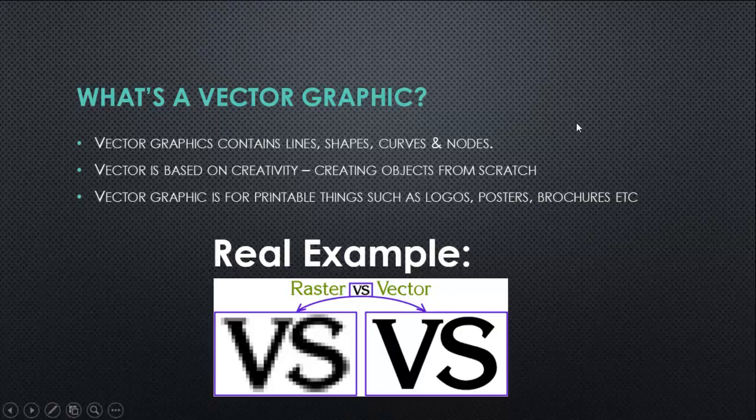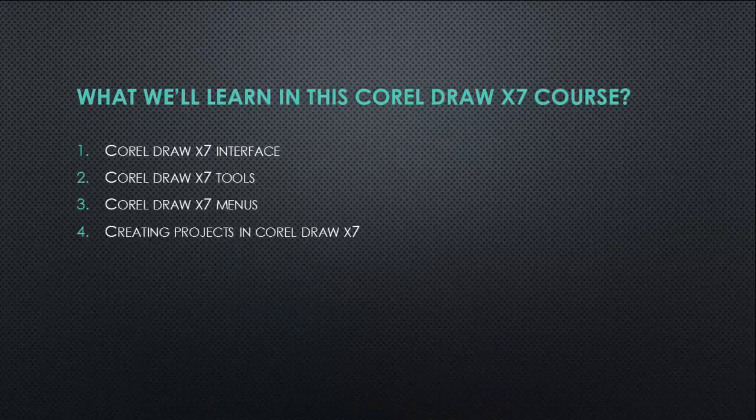So this is a simple explanation about vector graphics. Now what we will learn in this Corel X7 course: this course will have 4 simple sections for you. The first one will be understanding the Corel software, the interfaces of Corel software. When we open it and see how many sections there are in Corel software, we can understand them very easily in a few lectures in the first section.